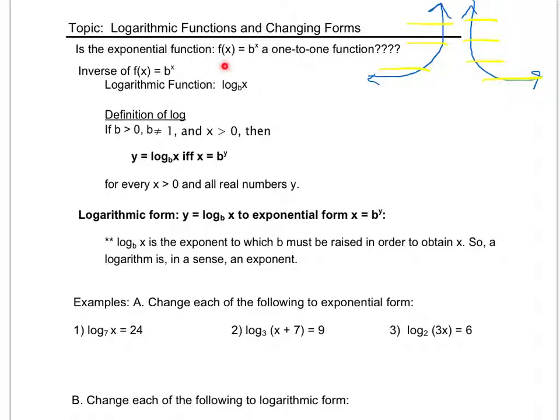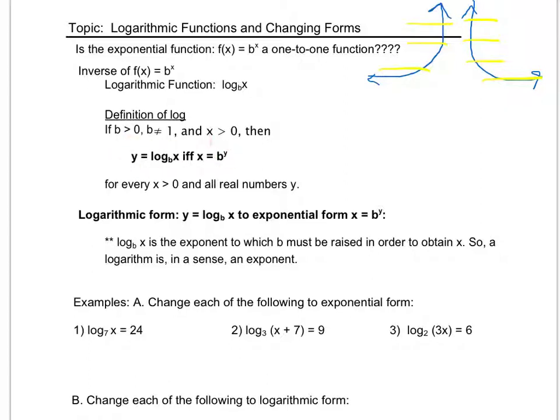It is written as log with some base of x, so it's read log base b of x. And the definition of my logarithmic function: if b is greater than 0, b is not equal to 1, and x is greater than 0, then log base b of x is equivalent to saying x equals b to the y. It's almost as if I'm saying dividing by 3 is equivalent to saying multiplying by 1/3. So they mean the same thing.